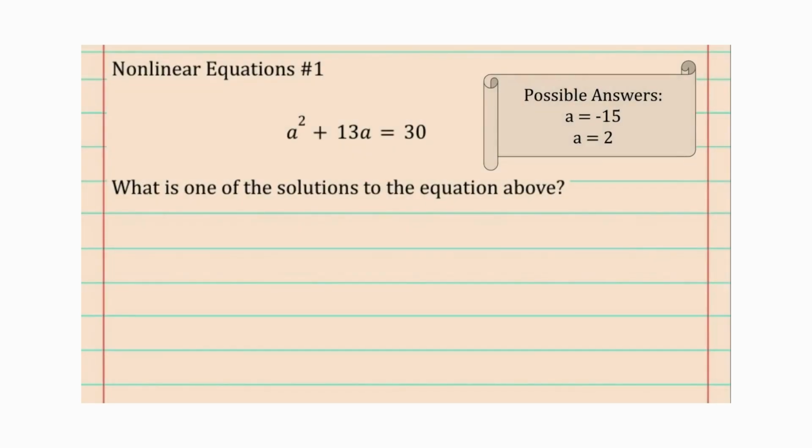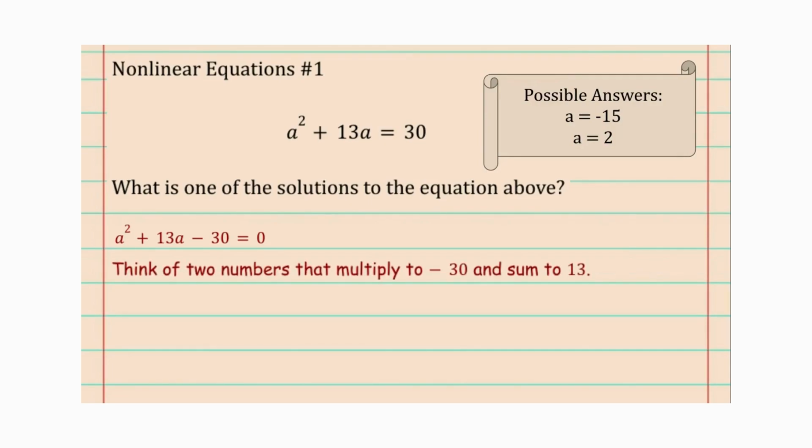Alright, let's get to the problem. Like I said, we're going to start by subtracting 30 on both sides. That gives us 0 on my right-hand side. We're good to continue. Now, since the coefficient of a squared is 1, we just need to think of two numbers that multiply to negative 30, my constant, and sum to 13, the coefficient of a. Those two numbers are 15 and negative 2, which means my factorization would look like that.